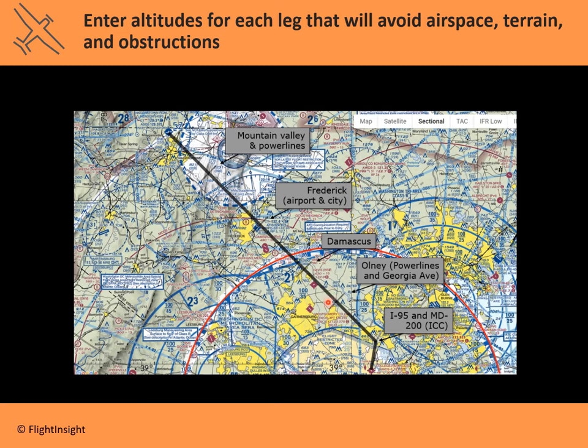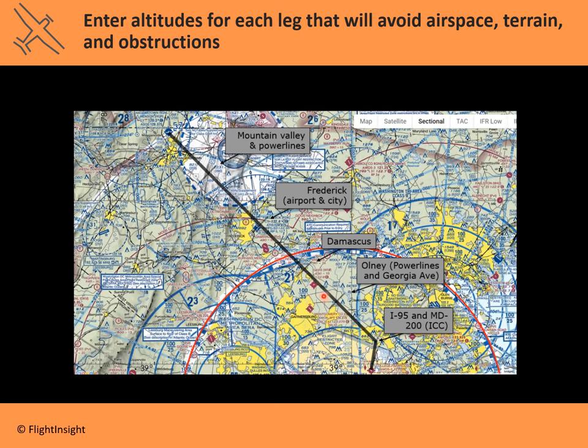Remember that if you're on a westbound flight, you want to be at even thousands of feet plus 500. So ideally, we'd be at something like 4500 or 6500, but you can't do 4500 until you're outside of that ring of the Bravo, which is right at that line at Damascus. So we'll start at 2000 and then go up to 3000 for these legs that end at Damascus. And then from Damascus, we'll climb to 4500.